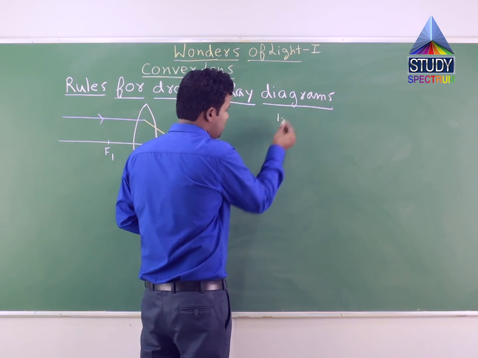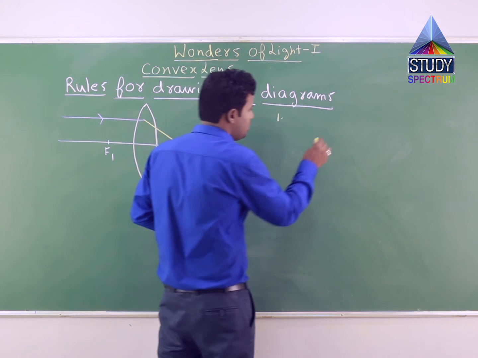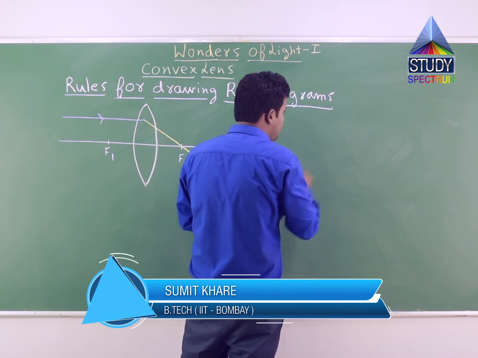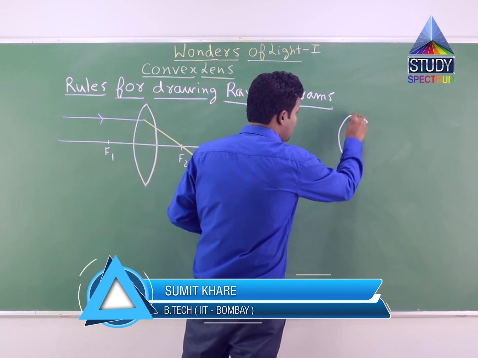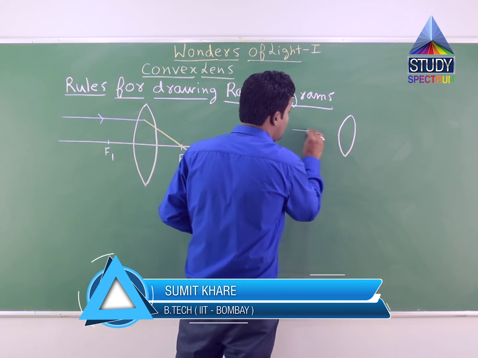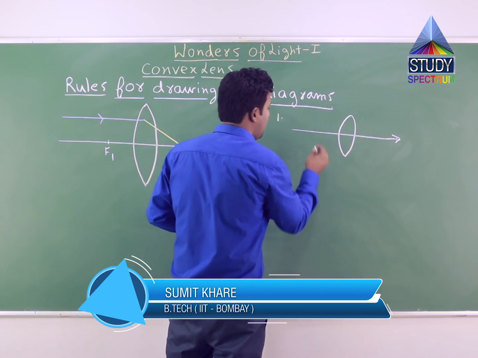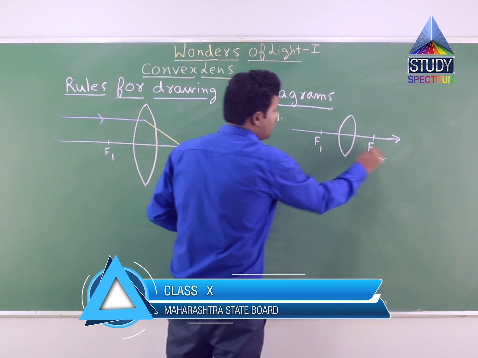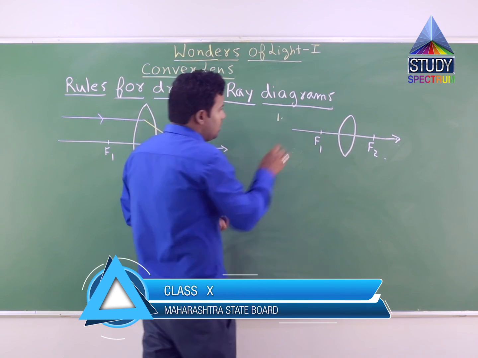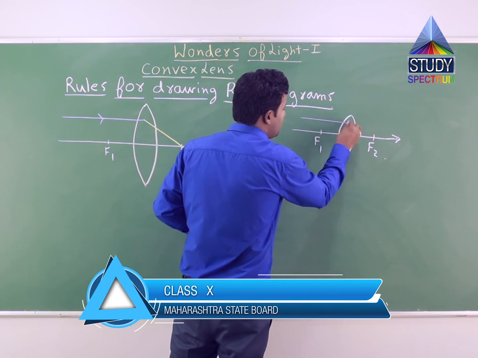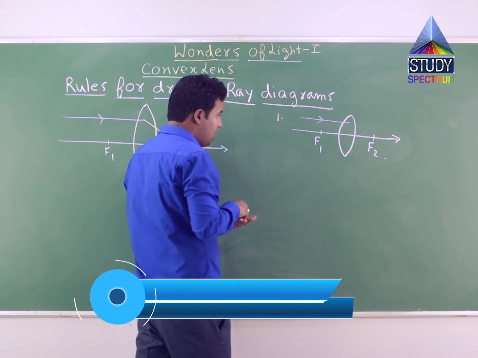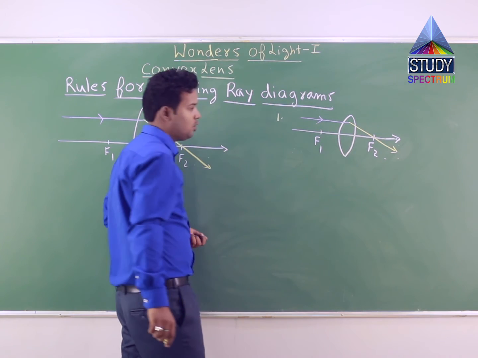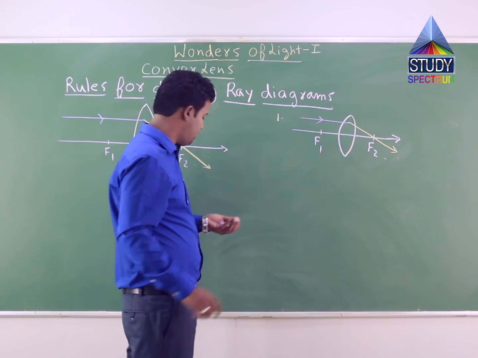The first rule is, if you have lens over here and this is your principal axis, this is f1, this is f2, correct, and this is your incident ray, then after refraction this will pass through focus point f2. This is your rule number 1.